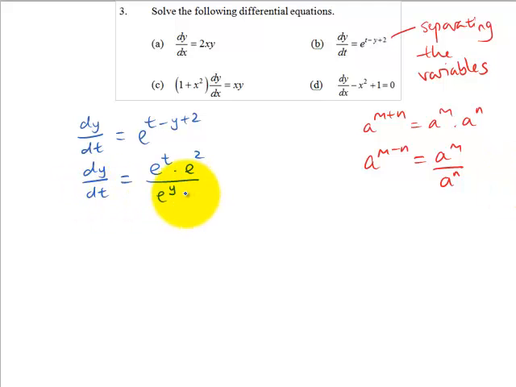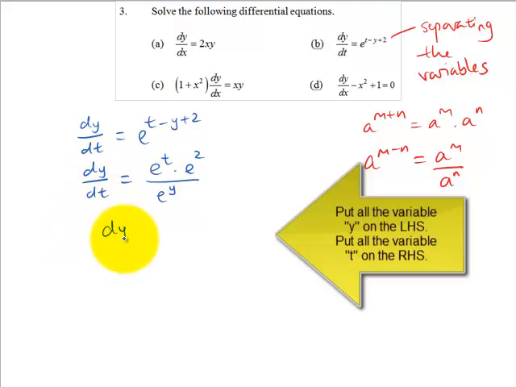Now I'm going to separate the variables by putting all the y's on the left hand side. So dy remains on the left hand side. e to the power of y can be multiplied up to the left hand side.